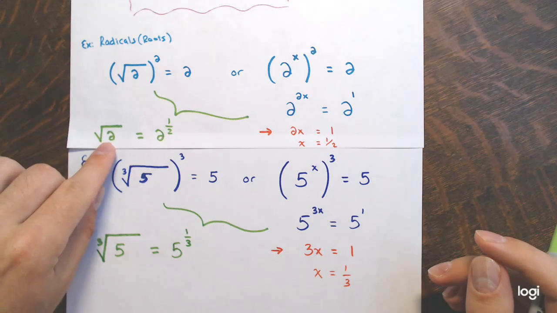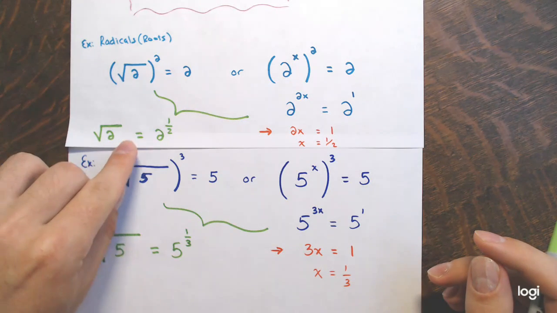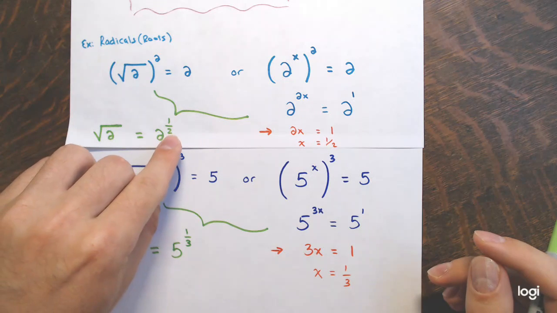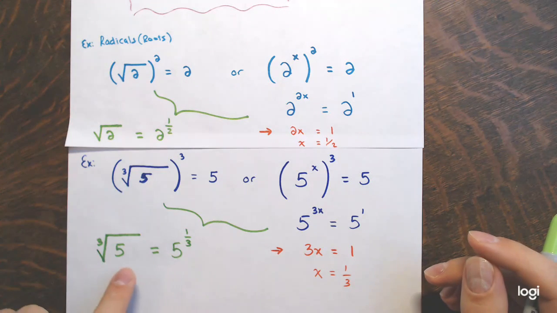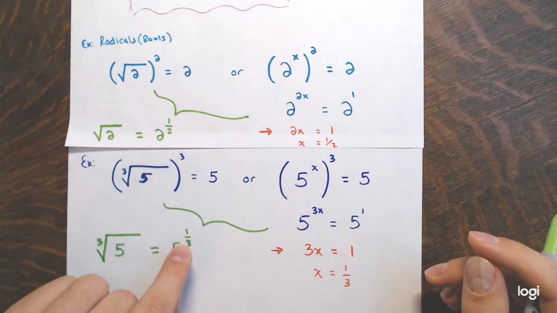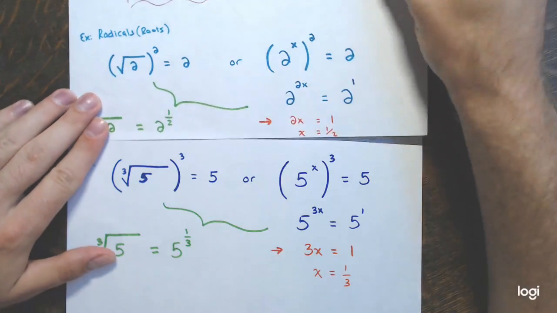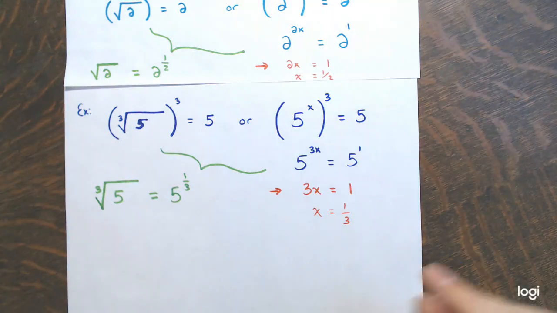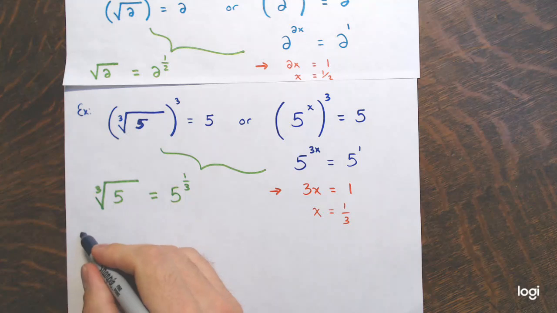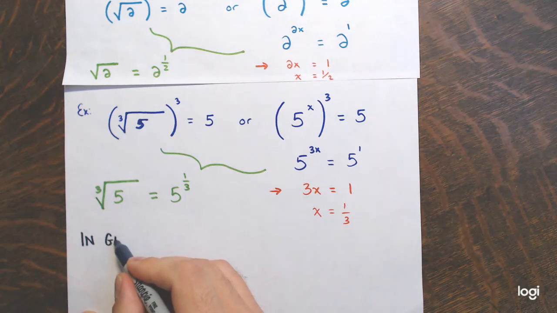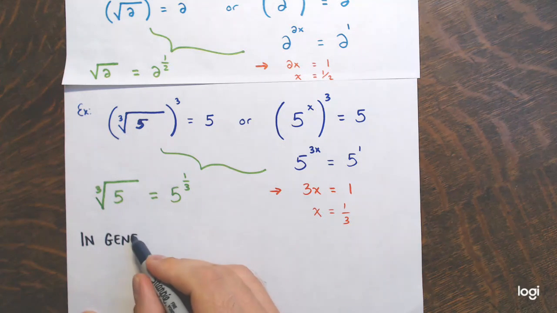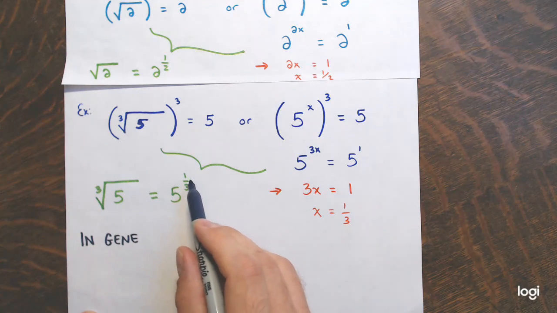All right, so look at this. Square root of some radicand is equivalent to that radicand raised to the 1/2 power. The cube root of some radicand 5 is equal to that radicand 5 to the 1/3 power, 1 over 3. So what you're going to see in general, then, and here I'm going to write the relationship between these radicals and these fraction powers 1 over n.